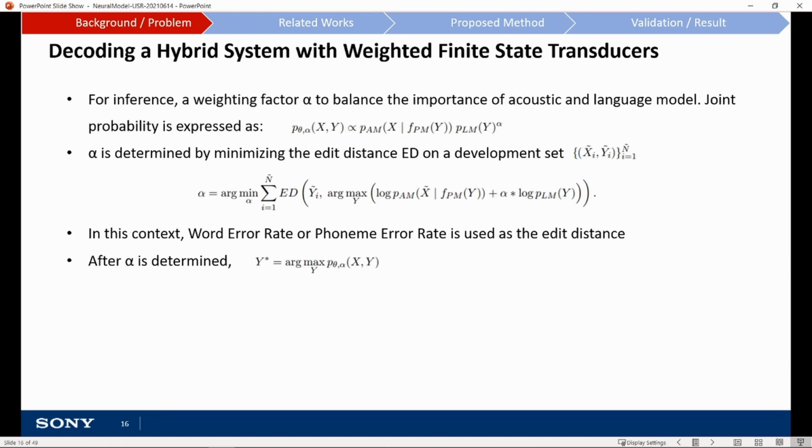So for inference, we use the system of weighted finite state transducers, where we introduce a weighting parameter called alpha, which acts as a trade-off between the accuracy of the acoustic model and the language model. And this alpha is determined on the cross-validation set based on an edit distance, which can be problem dependent. In this context, word error rate or phoneme error rate is used as the edit distance. And after determining alpha, inference can be done based on maximizing the likelihood.